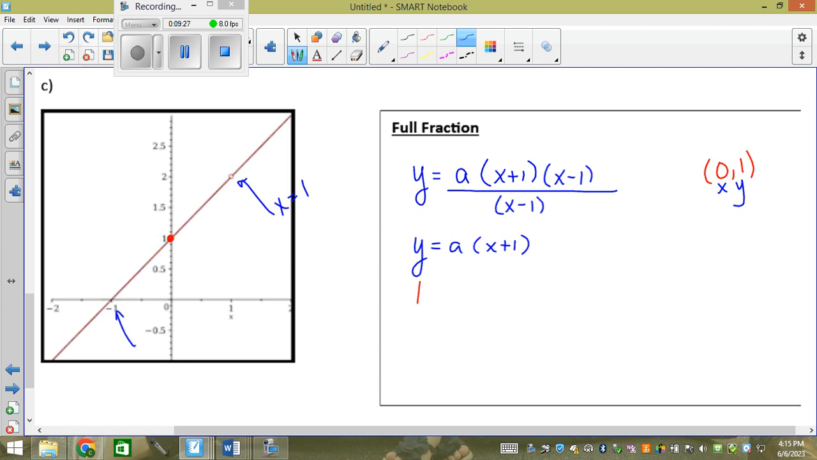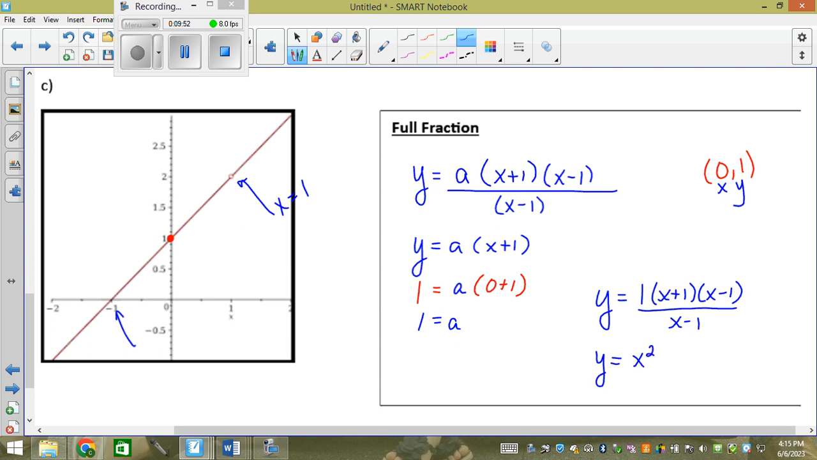So our simplified one is the one without the point of discontinuity factors because they can cancel off. So I get 1 equals a times 0 plus 1. So 1 equals a times 1. So once again, it is 1. And like I told you, you just always have to check to see if it is. So we're going to get y equals 1, x plus 1, x minus 1 over x minus 1. And we can leave it like this, but they might ask for it in the actual form together. So you get x squared plus x minus x cancels minus 1 over x minus 1. So this might be what you actually are given as a multiple choice answer.